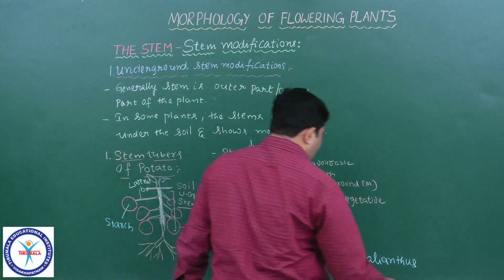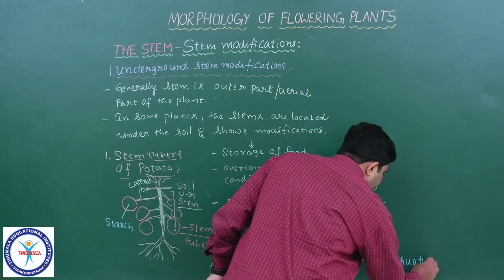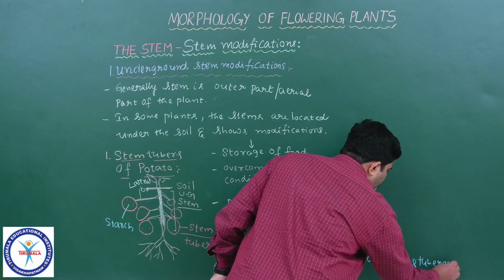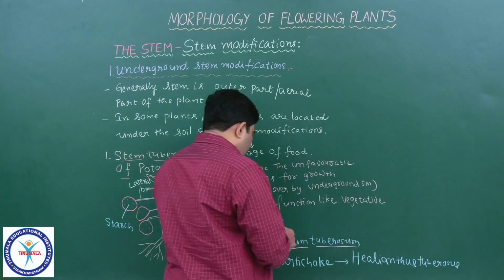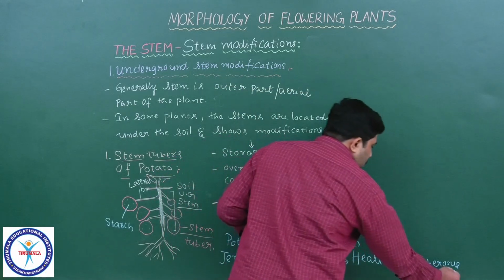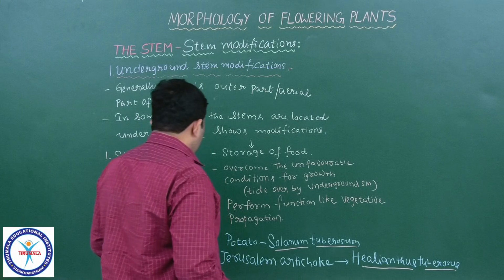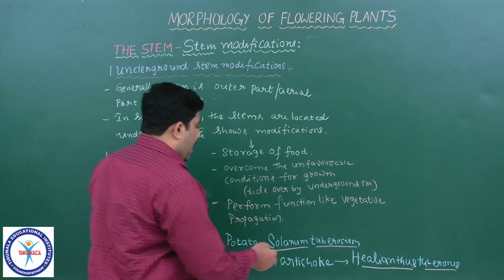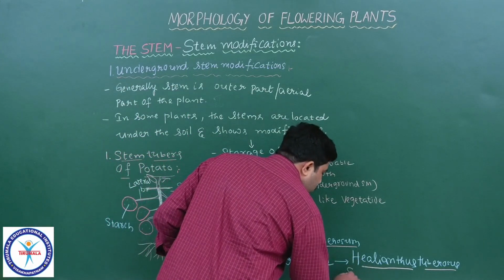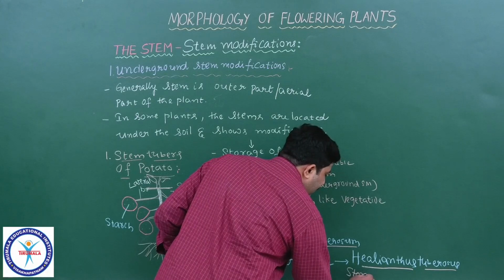Helianthus tuberosum. Helianthus tuberosum is the scientific name of Jerusalem artichoke. In this plant also we see stem tubers, but in this plant these stem tubers store food in the form of inulin.